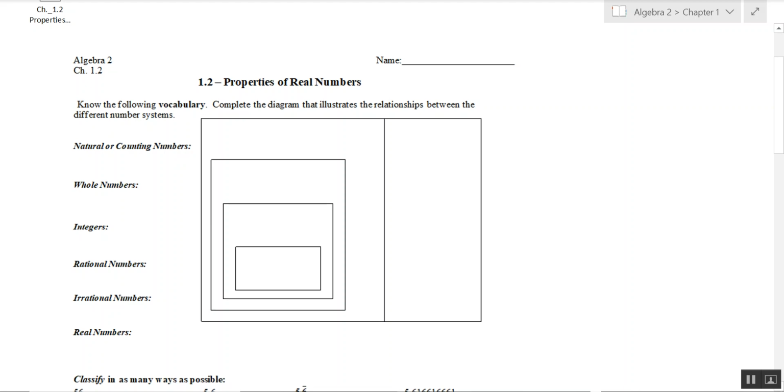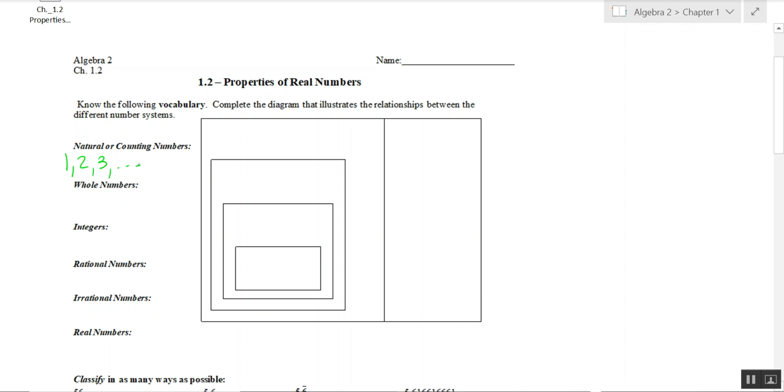All right, today we're going to talk about different number types and properties of real numbers. So when you first start learning numbers, if my kids were going to learn numbers, you start counting with ones. You go 1, 2, 3. That's a list of natural or counting numbers. So 1, 2, 3, 4, 5, 6, 7, and so on.